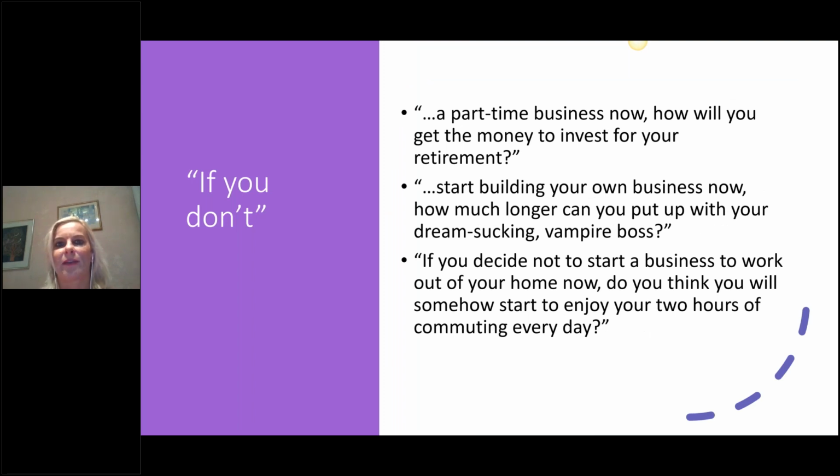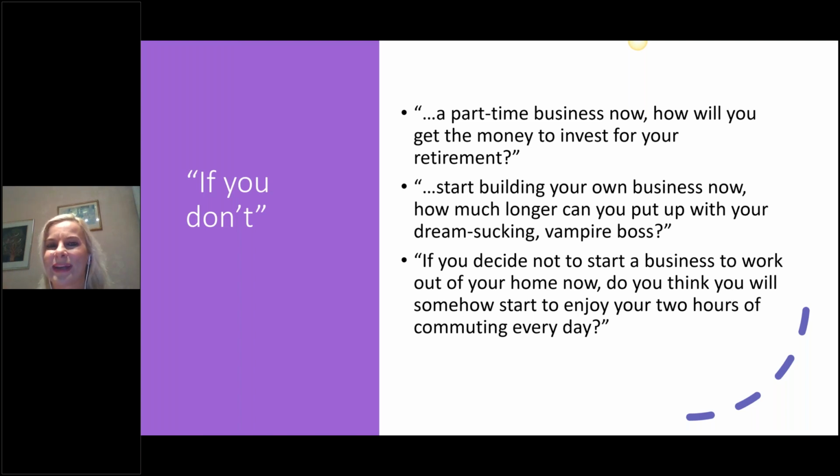Another great phrase to play with: if you don't... What do you mean by that? Well, if you don't start a part-time business now, how will you get the money to invest for your retirement? If you don't do something now, how are you going to start building your own business? How much longer can you put up with your dream-sucking vampire boss?